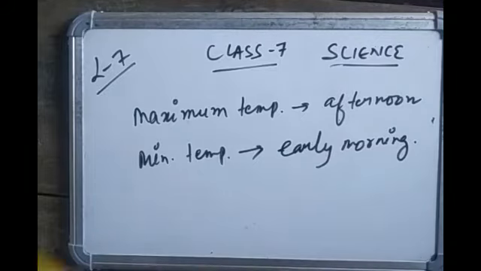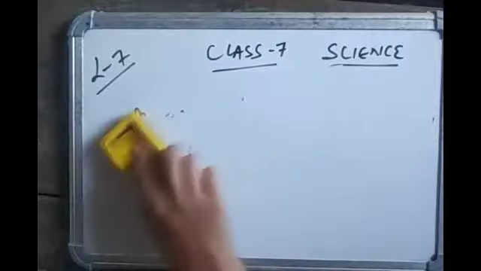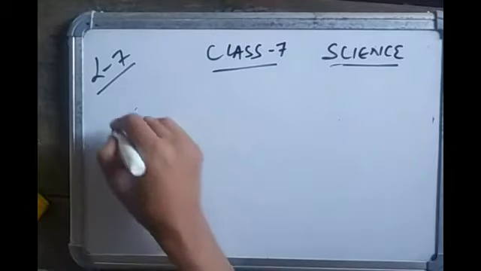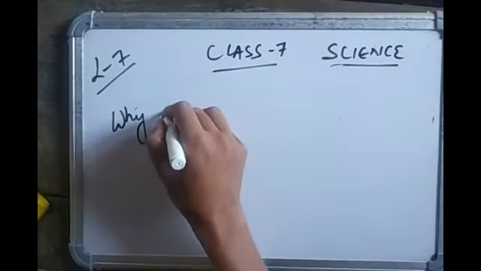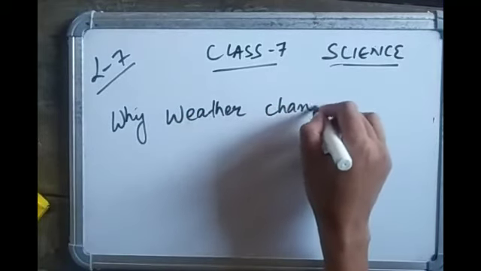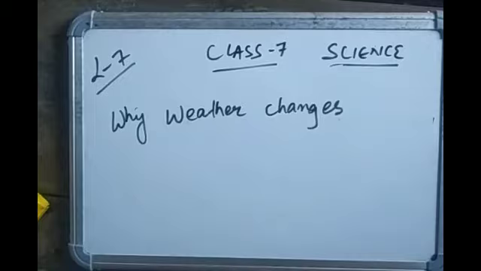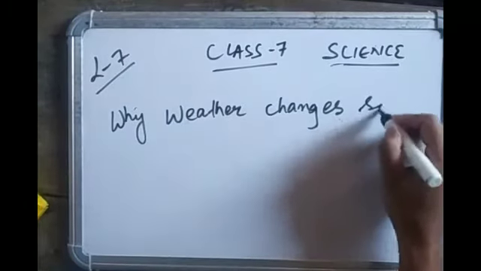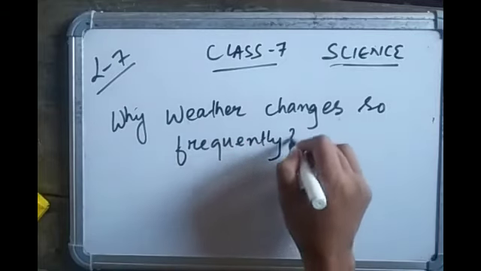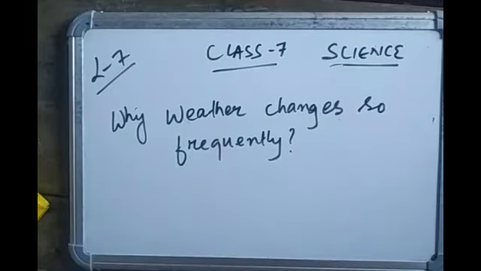Now the question is, so in page number 71, one question is given, or one point is discussed. Why does weather change so frequently, or what is the source of weather?